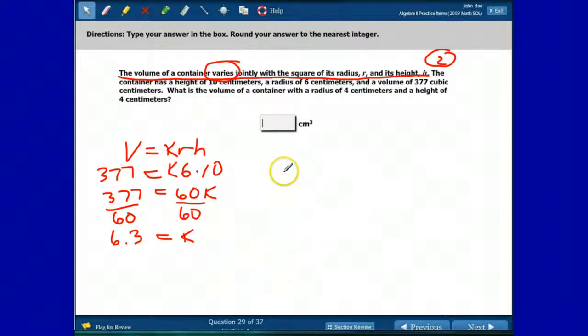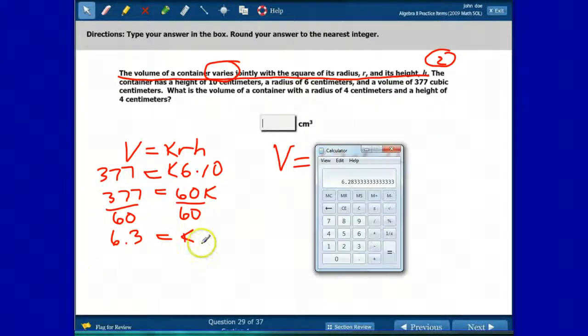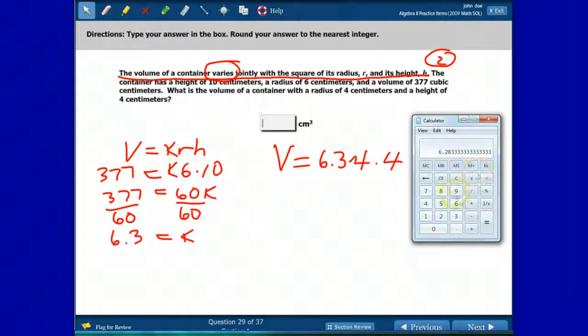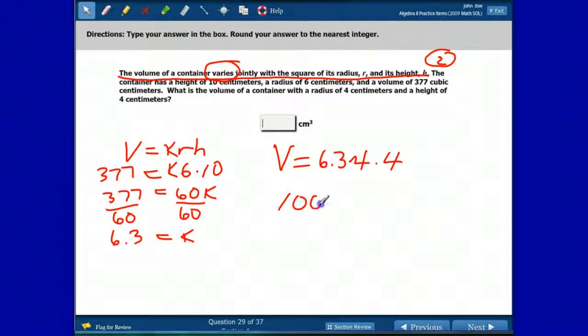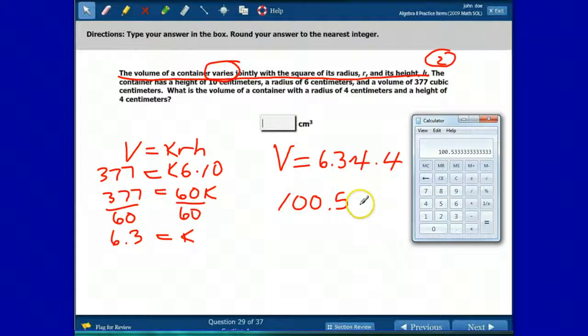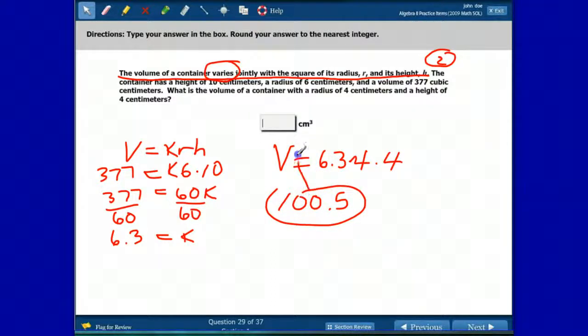Alright, 6.3. So now it says, what is the volume? So I don't have that. I do have the 6.3 part, that's your K. Of a radius of 4 and a height of 4. So all I have to do is 6.3 times 4 times 4, and I'm done. Actually, I'm going to leave this because that'll make the K even more accurate than what I have written. Times 4 times 4 equals 100.5, is that what that said? Yeah, 100.5, and you would just put that in here.